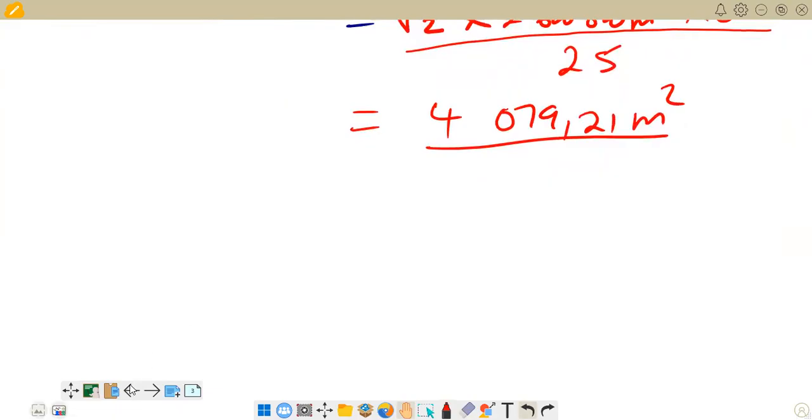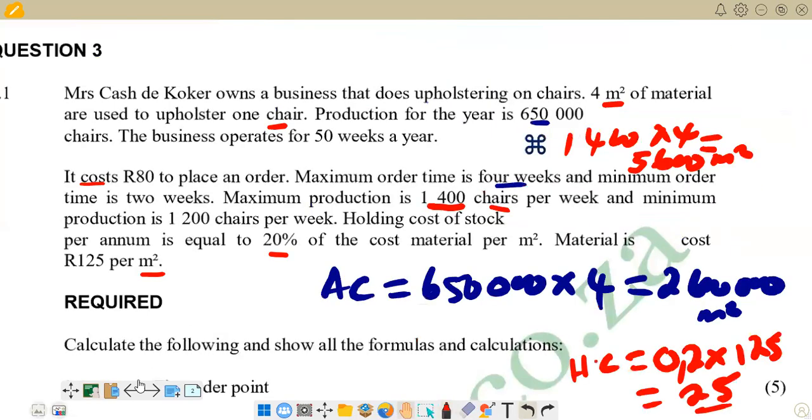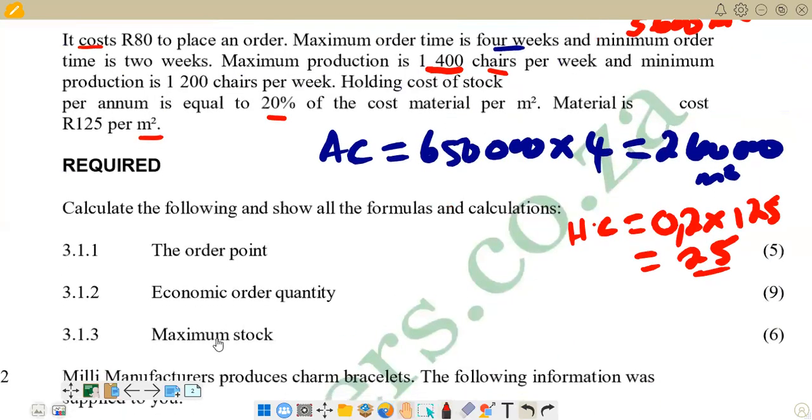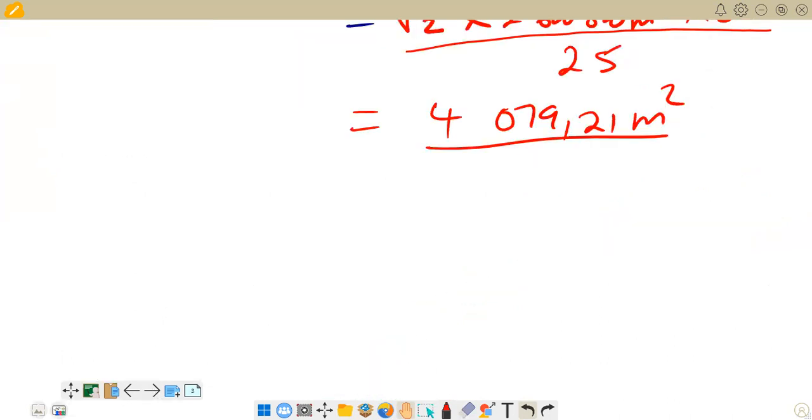If we go back to the question, the next question now is the maximum stock. Maximum stock, we are going to put down again the formula for calculating maximum stock. So what we are going to do next now is 3.1.3, and it requires us to calculate the maximum stock.